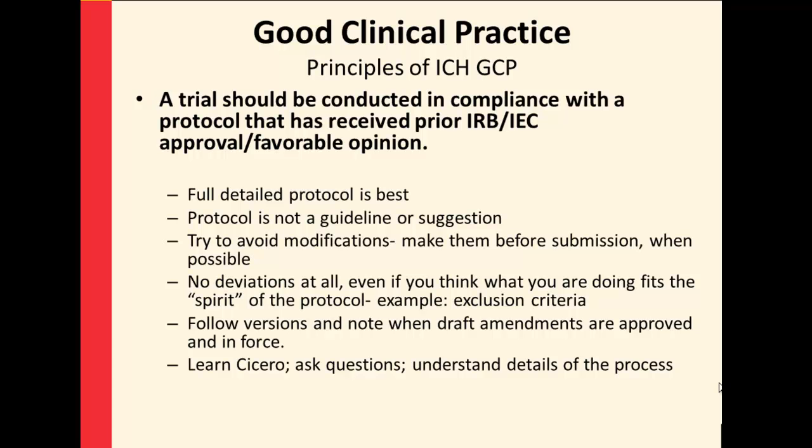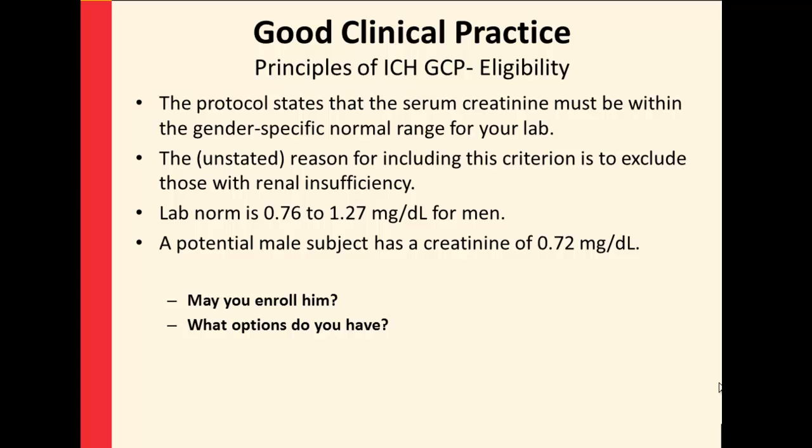Learning Cicero as best you can, I think, is important. Ask questions, understand the details of the process. It helps. So here's another example. The protocol states that serum creatinine must be within the gender-specific normal range for your lab. The unstated reason for including this criterion, this is another example from a study I'm currently doing, is to exclude those with renal insufficiency.